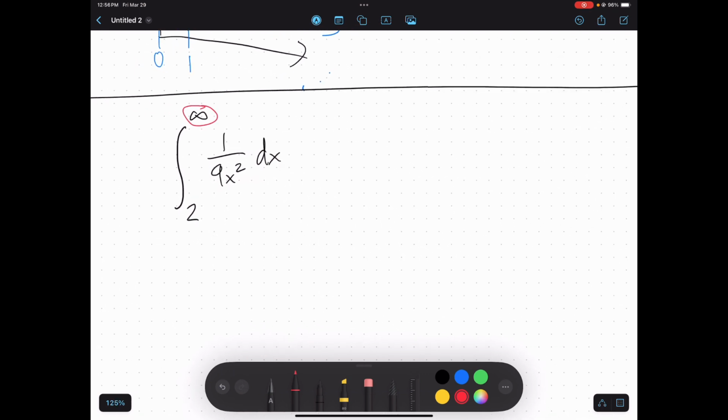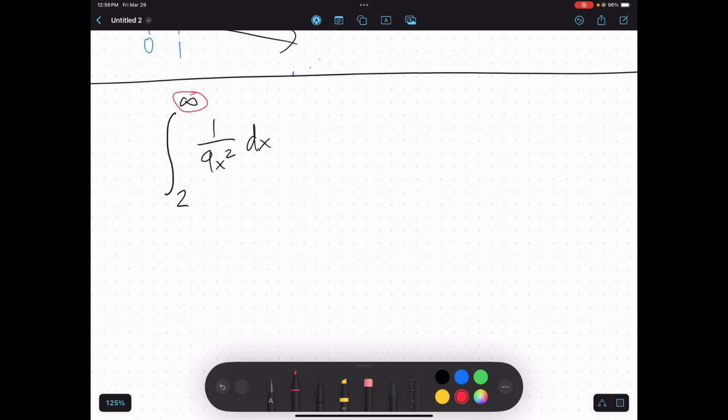Well, take a look at what happens when we do this mathematically. Okay, I'm going to go ahead and take the antiderivative here, which means it might be nice to rewrite this as a power function, so I get 1/9 x to the negative second dx. When I take that antiderivative, I get 1/9 x to the negative first over negative 1.